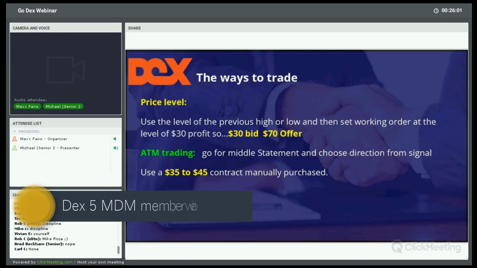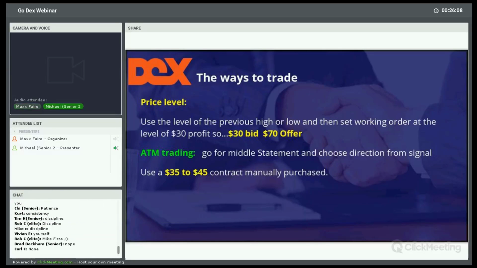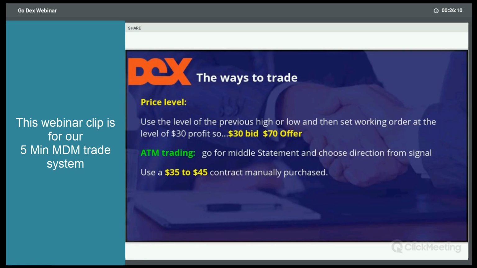The different ways to trade. Well, one of the most popular ones that I came up with a while ago was called price level. And this is going to look pretty funky to some of you, because price level trading is sort of a little bit of using the support and resistance. Some of you have already started using that, right?